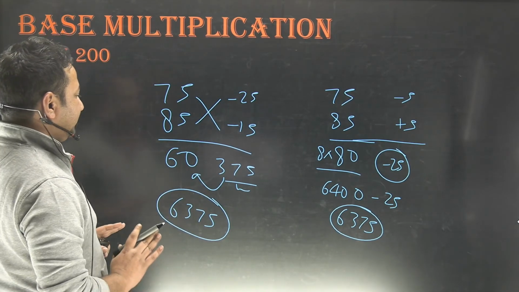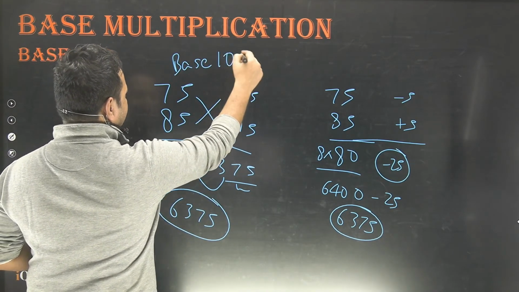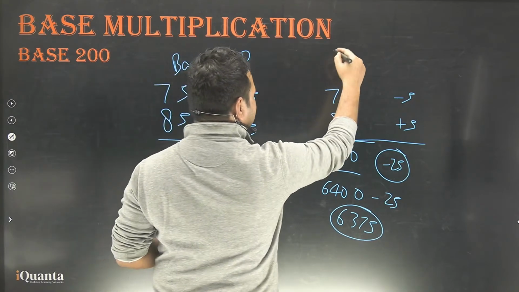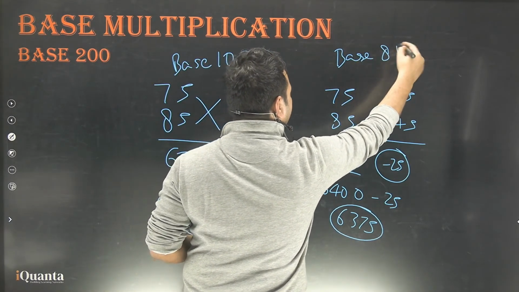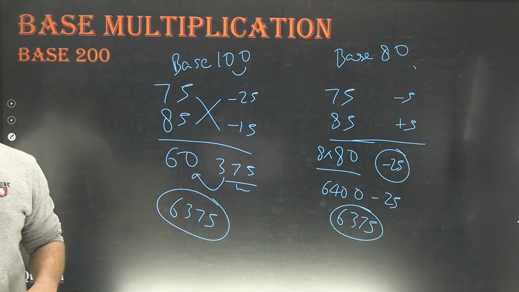In the previous case, I took 2 digits because I assumed base to be 100. Here we had 2 zeros. Here I assumed base to be 80. Here I had only 1 zero. Understood?